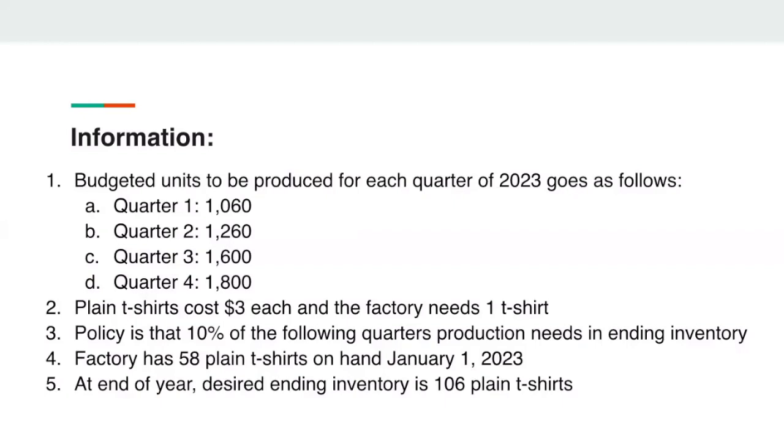Plain t-shirts cost $3 each, and the factory needs 1 t-shirt. Policy is that 10% of the following quarter's production needs in ending inventory. Factory has 58 plain t-shirts on hand January 1st, 2023. At the end of the year, desired ending inventory is 106 plain t-shirts.